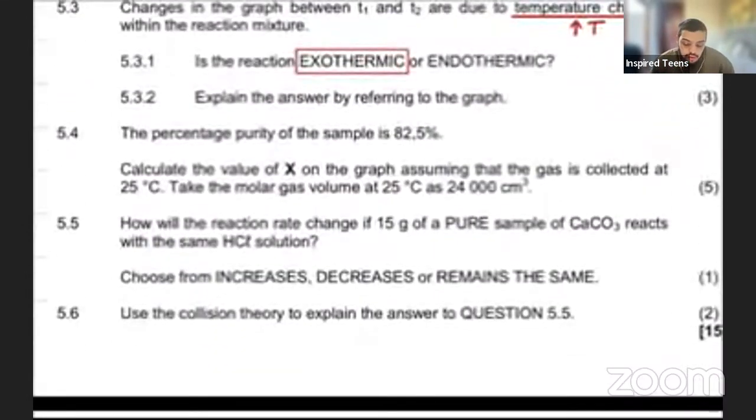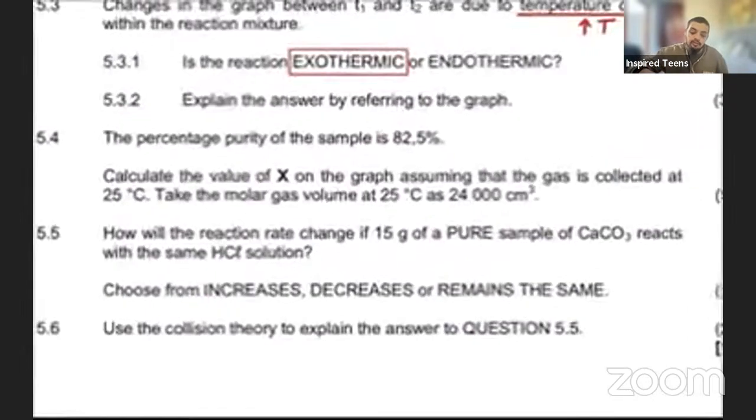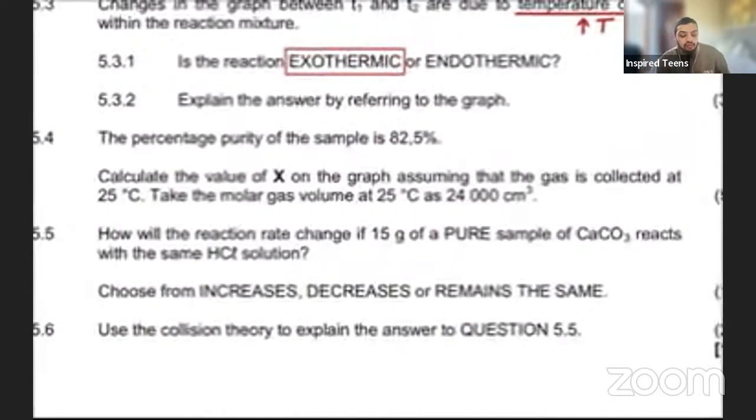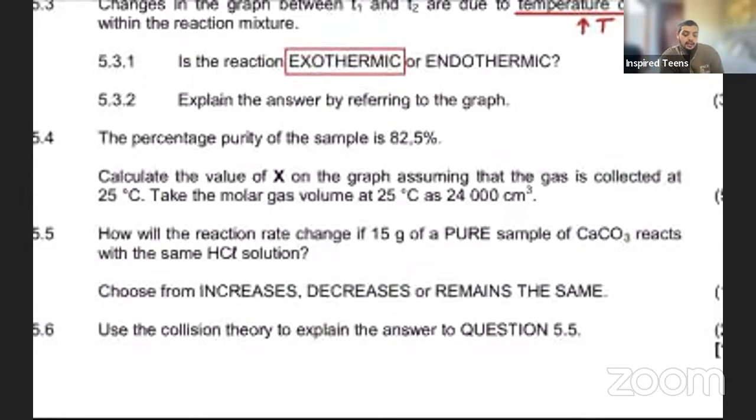Let's look at 5.4. The percentage purity of the sample is 82.5%. Calculate X, the value of X on the graph, assuming that the gas is collected at 25 degrees Celsius, take the molar gas volume at 25 degrees Celsius as 24,000 centimeters cubed. So we'll have to convert that to decimeters cubed. They're giving us molar volume, so we can use n is equal to V over Vm. It's not happening at STP specifically, but they are giving us the molar volume at the specific temperature, so we can use it.